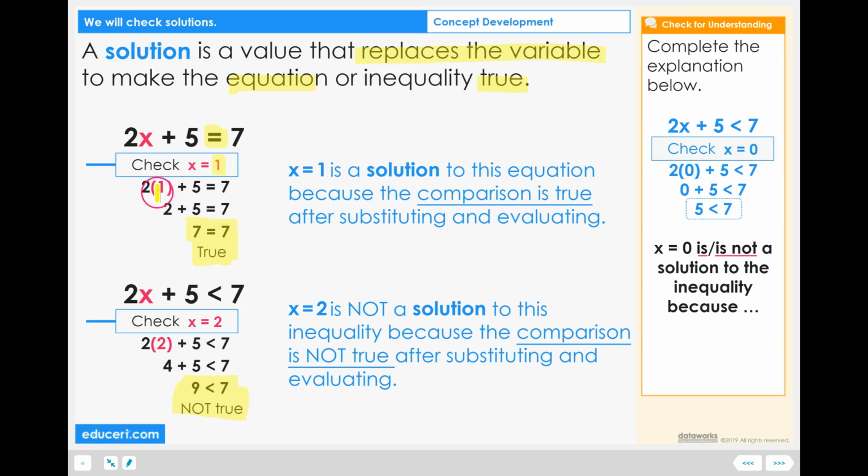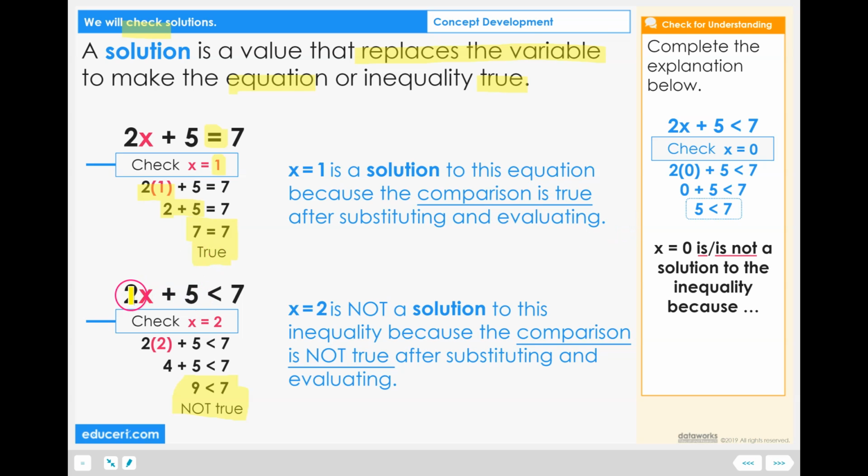So let's check. Well, we had the coefficient 2 times x, so now we have 2 times 1, which is equal to 2, and 2 plus 5 equals 7. So 7 equals 7 is true. So that confirms, or that checks, that x equals 1 is a solution to this equation because the comparison is true after substituting and evaluating.